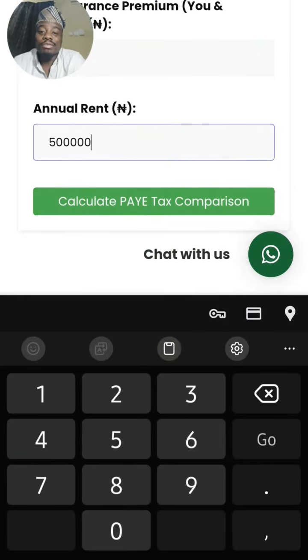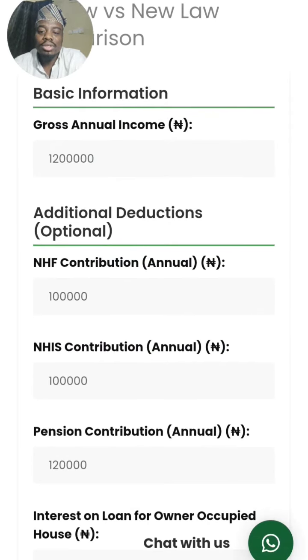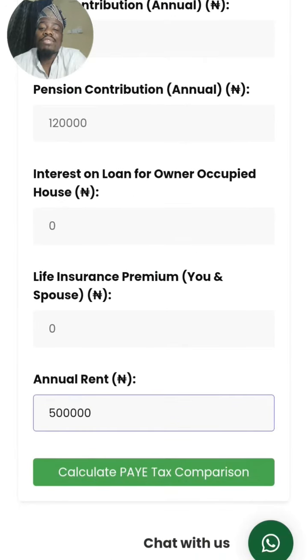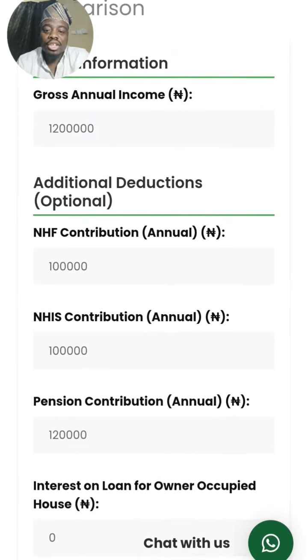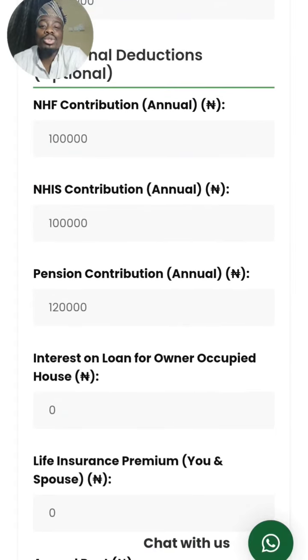So you have put in the basic information. Let's go through it again. From the first place, basic information, your gross annual income. We are talking about somebody that's earning 100k a month, basically. So it sums up to like 1.2 million naira a year. Then NHF contribution, 100,000 naira a year. NHIS, another 100,000. Pension contribution, 120. Then your rent is 500,000 naira. All these additional deductions are deductibles, what the tax law allows you to deduct from what you are supposed to pay tax on.